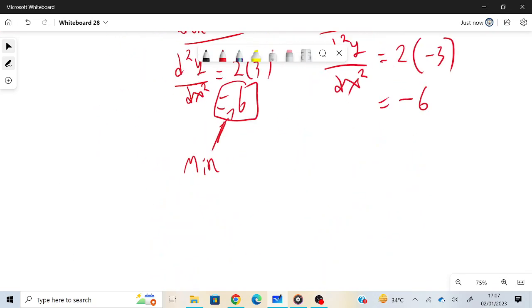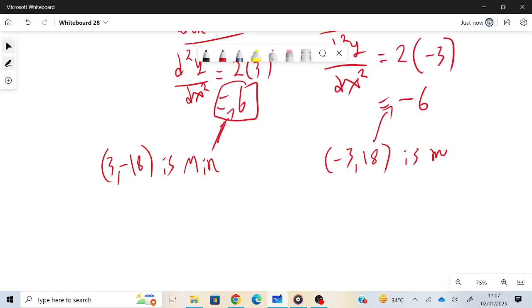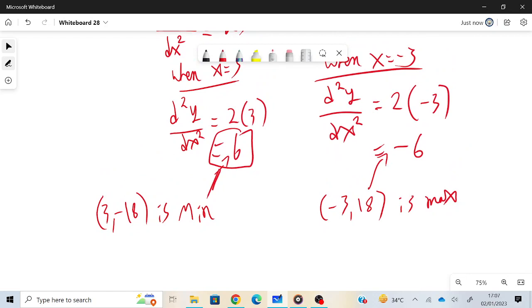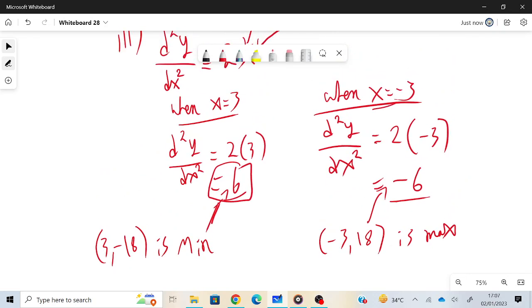So let me just write 3, minus 18 is minimum, and then this here is a maximum because minus 6 is less than 0. So minus 3, 18 is maximum. And that's the answer to that question. Again, don't say that 6 is minimum or minus 6 is maximum. No, it's the x value, the coordinates that you put in. So state the whole full coordinates just to always be on the safe side.